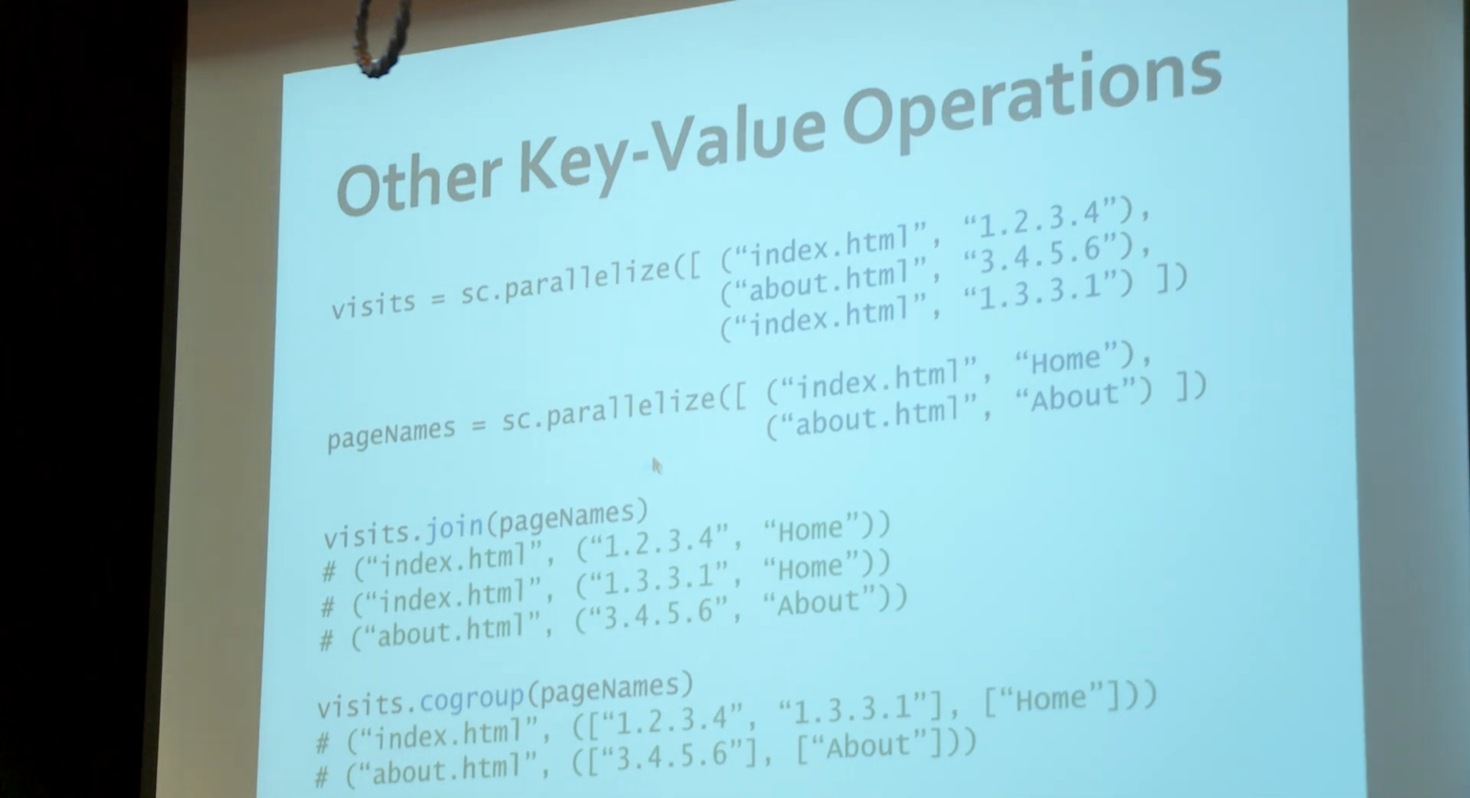So one of the operations you can do is join. This is, for each key, give me all pairs of one element from this and one element from this.